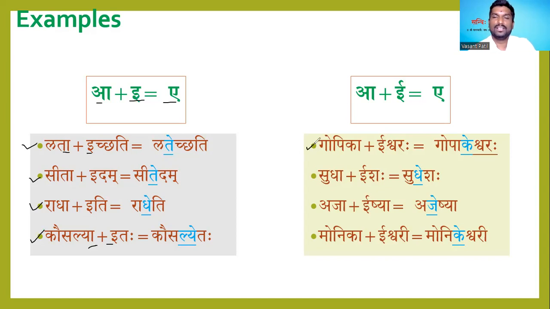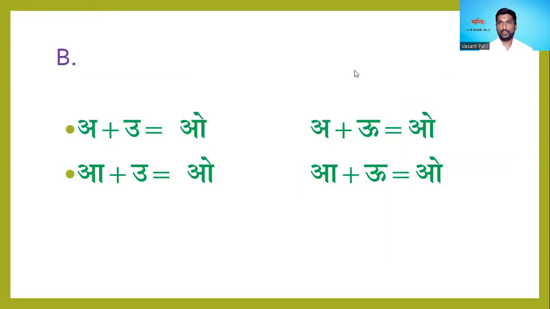गोपिका प्लस ईश्वरः गोपिकेश्वरः, सुधा प्लस ईशः सुधेशः, अजा प्लस ईशा अजेशा, मोनिका प्लस ईश्वरी मोनिकेश्वरी. Easy. Now let us come to examples of u. So a plus u will become o. A plus ū will become o. ā plus u will become o. And ā plus ū also becomes o. How do we write o?